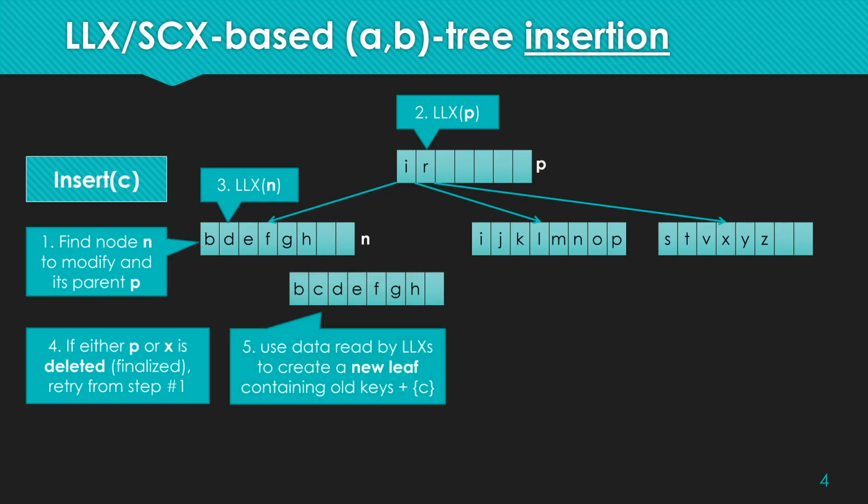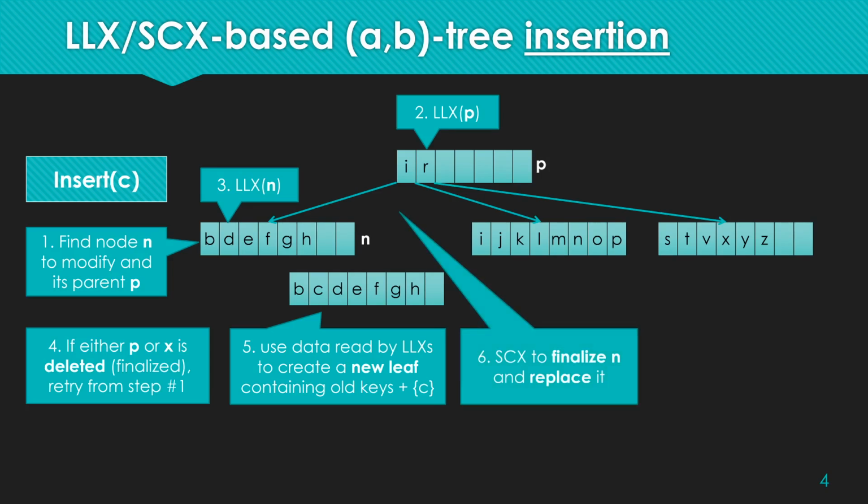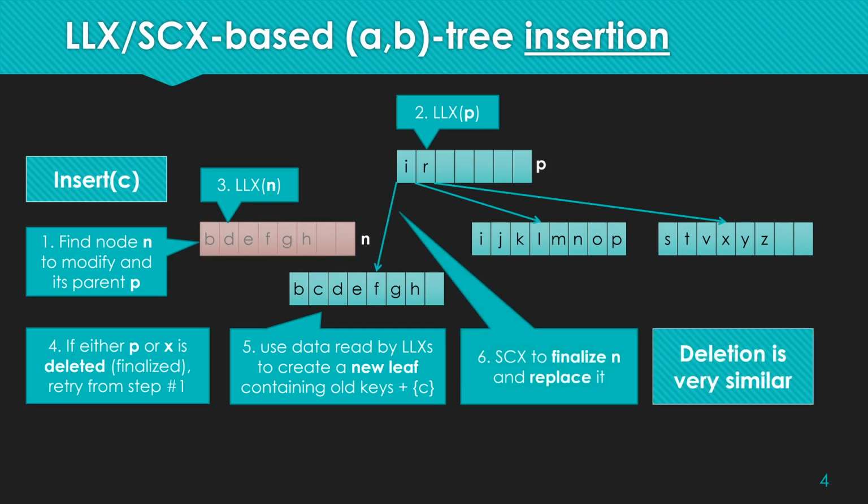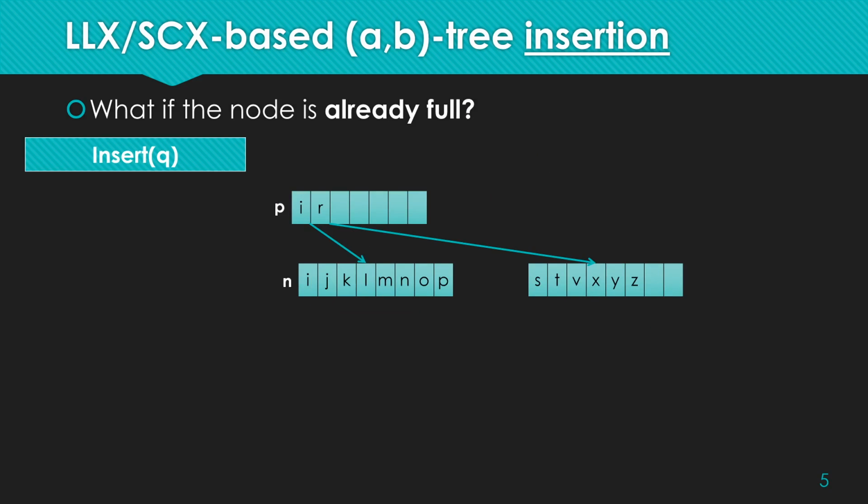If not, we get to proceed to step 5, where we use the data that was read and returned by these LLXs to create a new leaf that contains the keys of the old leaf plus the new key we're trying to insert, and we do an SCX to finalize the old leaf and replace it with this new leaf. Deletion is just the inverse of this case. All the steps are the same, except we replace the leaf N with a new leaf containing one fewer key instead. That was how we insert if the leaf was not already full.